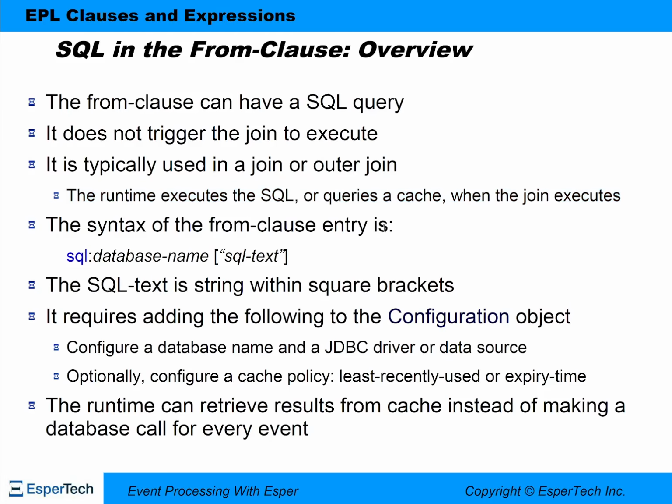The syntax of the from clause entry is the SQL keyword, database name, square brackets, double quotes, SQL text. The SQL text is a string within square brackets. A SQL query in the from clause requires adding the following to the configuration object. Configure a database name and a JDBC driver or data source. Optionally, configure a cache policy, such as least recently used or expiry time. The runtime can retrieve results from cache instead of making a database call for every event.